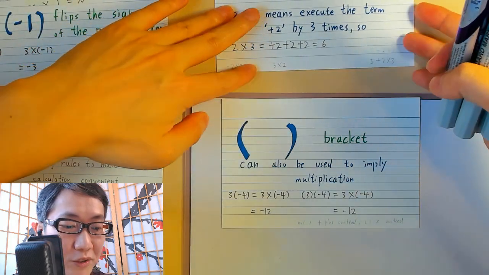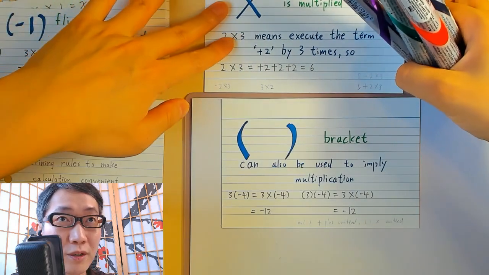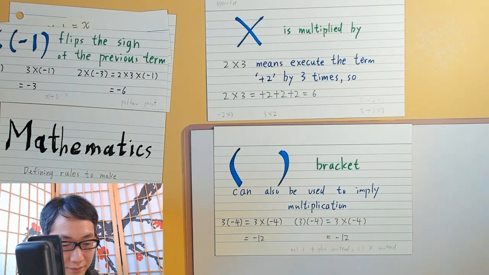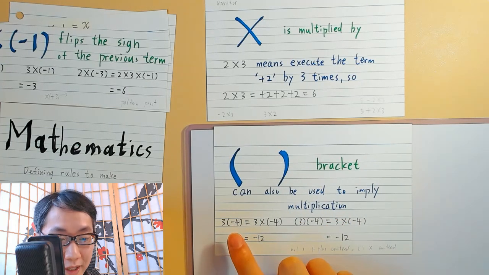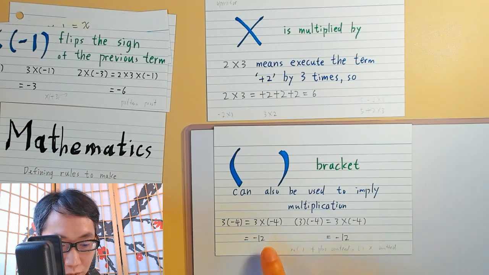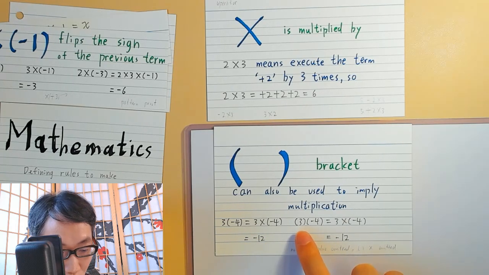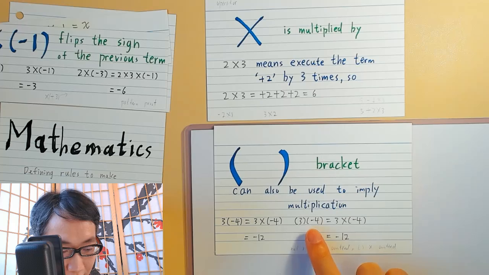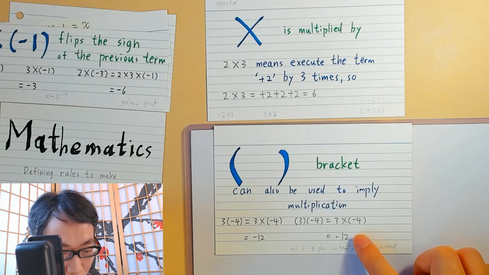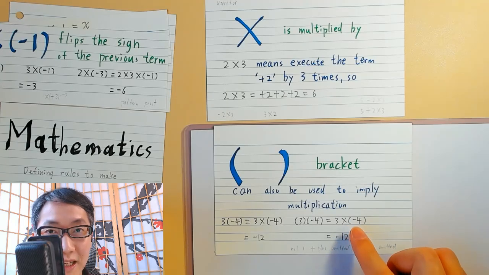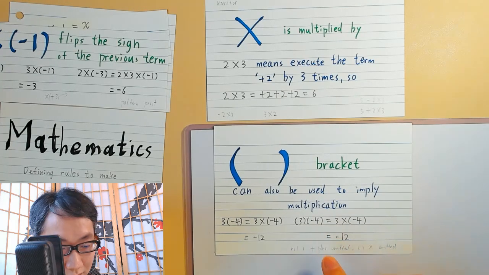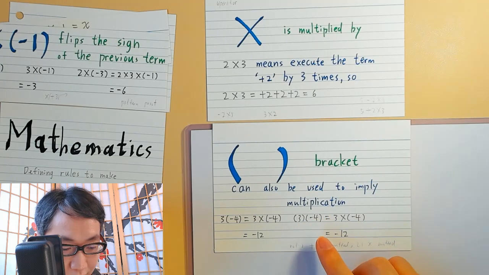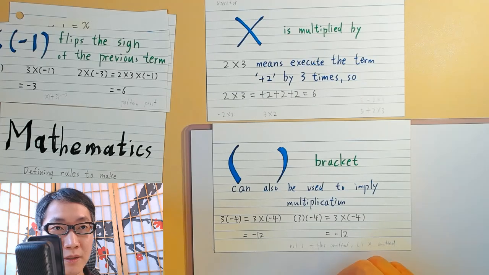And then we can also use a bracket to represent multiplication. So this is 3 brackets -4. It means 3 times -4. We can also put more brackets. Actually, we can put brackets whenever we want. So 3, -4, and then we have -12. The multiplication sign can be omitted with brackets. We can still write the multiplication sign here, bracket 3 multiplied by bracket -4, but that will be redundant.